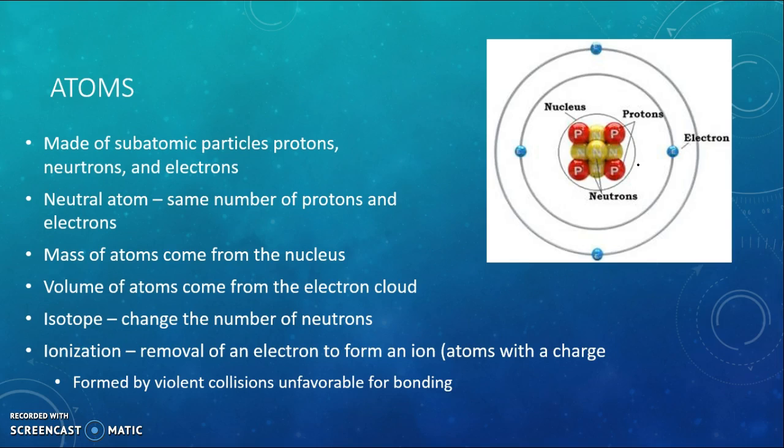And then ionization is when you change the number of electrons. So if we take an electron away, we're going to form an ion. And we can actually add electrons as well, and we can form an ion. When you take them away, typically they're formed by violent collisions. And in order to take 2 atoms and bond them, they have to collide. But these collisions are so violent, and they happen at such high temperatures in the stars, that it's not favorable for bonding unless the star is a cool star.